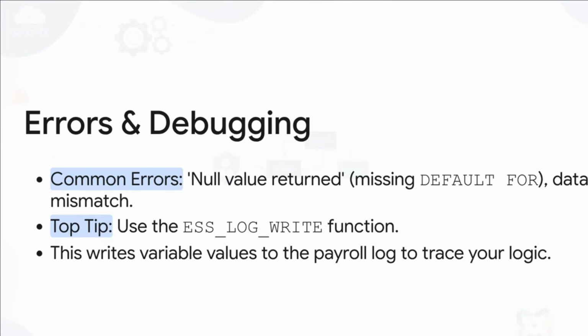When things do go wrong, the payroll log is your best friend. You'll often see a null value returned error, and 9 times out of 10, that means you forgot a default for statement. But here is the ultimate debugging tip. Use the ESS log write function. This function lets you print the value of any variable to the log file at any point in your formula. It is like getting a step-by-step trace of your logic, and it is the most effective way to find out what is going wrong and where.